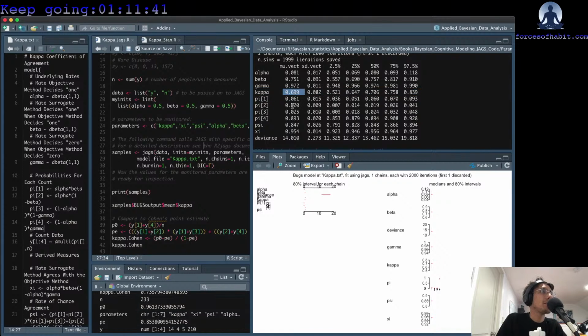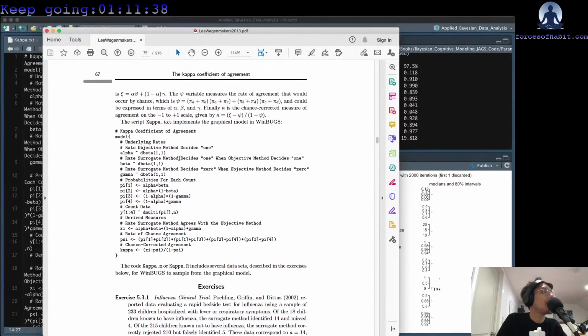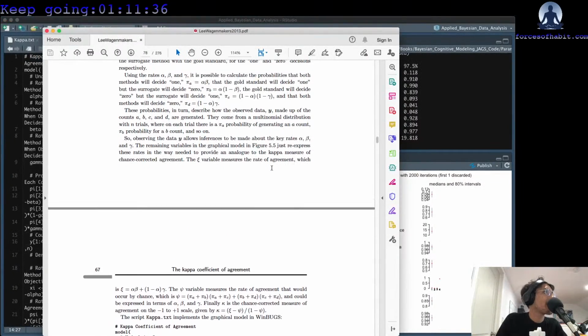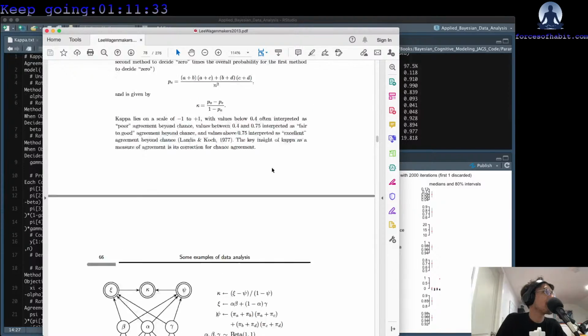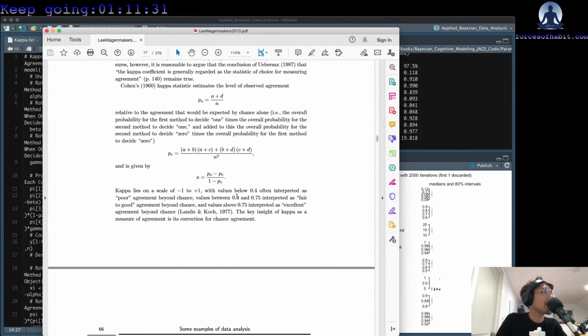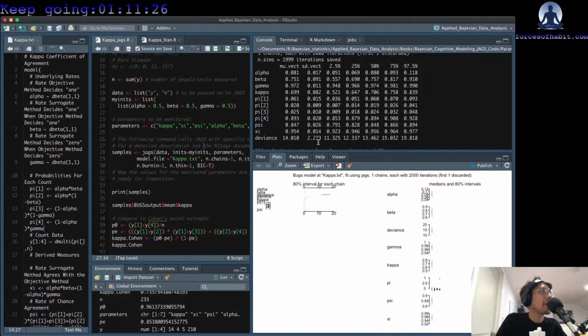Kappa here, 0.6. We look at interpretations. 0.4 to 0.75 is fair to good. So we're in the range of being high fair, and then moving. We're definitely always in the 95% credible interval. Kappa maintains being fair and then moves into being pretty good. So we're on the higher end of agreement here.